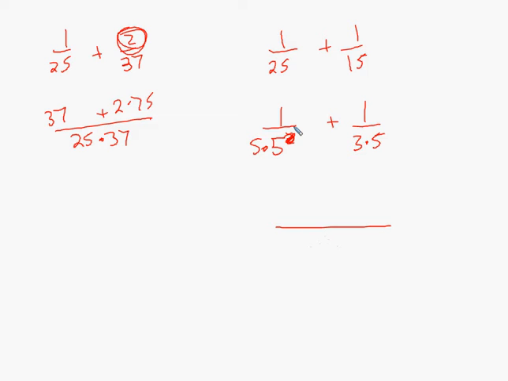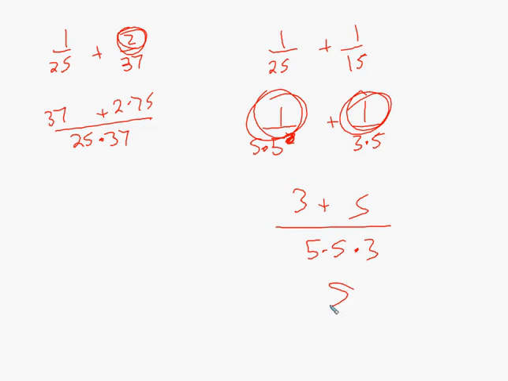How many 5s do I need? 2. And then a 3. So 5 times 5 and a 3. 75. So what do I need to multiply this numerator by? 3. Plus, what do I need to multiply this numerator by? 5. So I get 8 over 75. If I didn't choose that denominator, I'd have reducing in the end. So when they're relatively prime, I can do that.